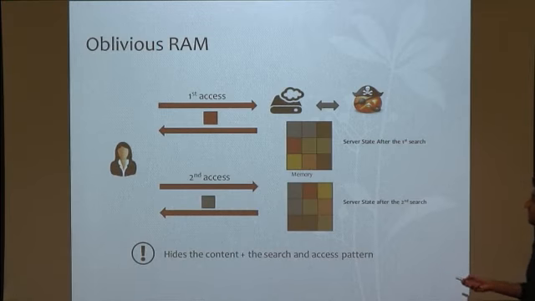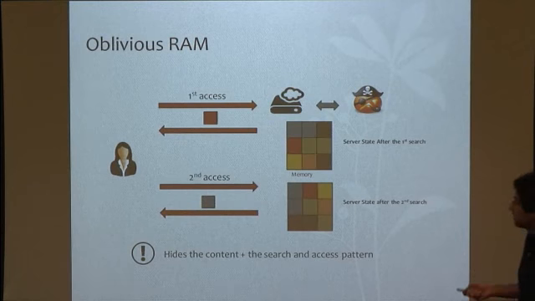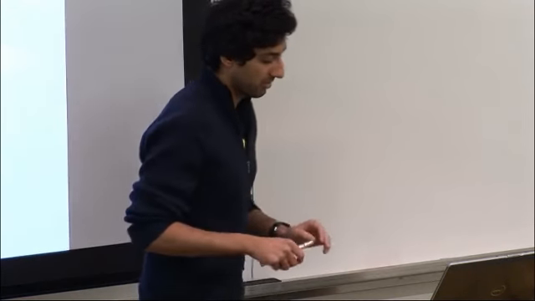So whenever the user accesses another time, even the same block, he will access another place in memory, basically. And it will be encrypted differently, so the adversary will not know if the user is accessing the same data or different data. This is why we say Oblivious RAM is hiding the content as well as the search and access pattern, because the searches are not correlated, and the access patterns as well. So this is the high-level idea of Oblivious RAM.